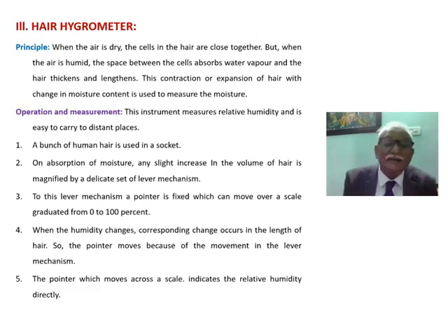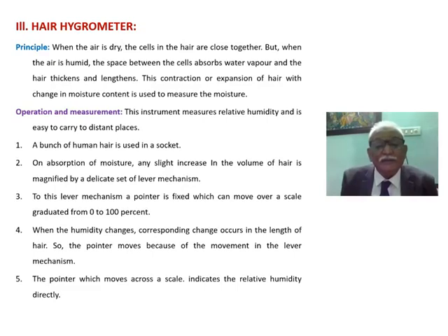That is very interesting: how this instrument operates. A bunch of human hair is used in a socket. On absorption of moisture, any slight increase in the volume of the hair is magnified by a delicate lever mechanism, just like a knitting needle. The human hair is attached to the needle, and the needle rests over a 0 to 100 scale. Very simple.